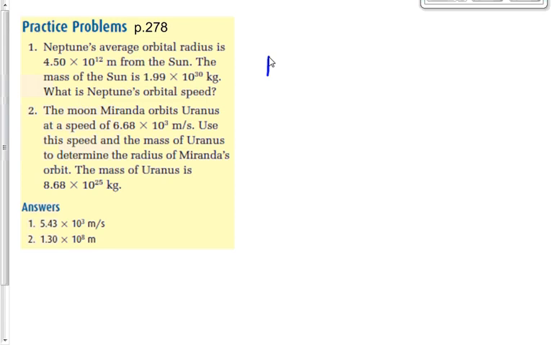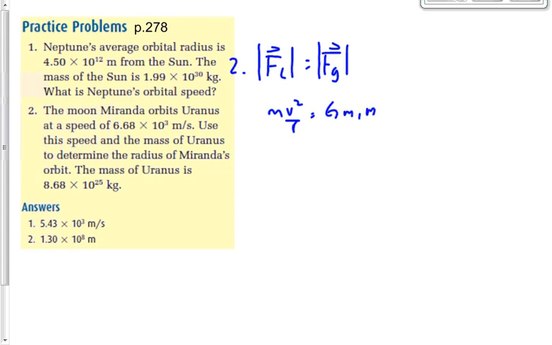We know that for both of these questions, FC is equal to FG because it's a satellite. Anytime we have a satellite, we can do this. MV squared over R is equal to G M1 M2 over R squared. One of the R's disappears. One of the M's disappears. We're left with V squared is equal to G times M over R. What M is left here? The mass of the producer, the mass of the experiencer. Which one's left?